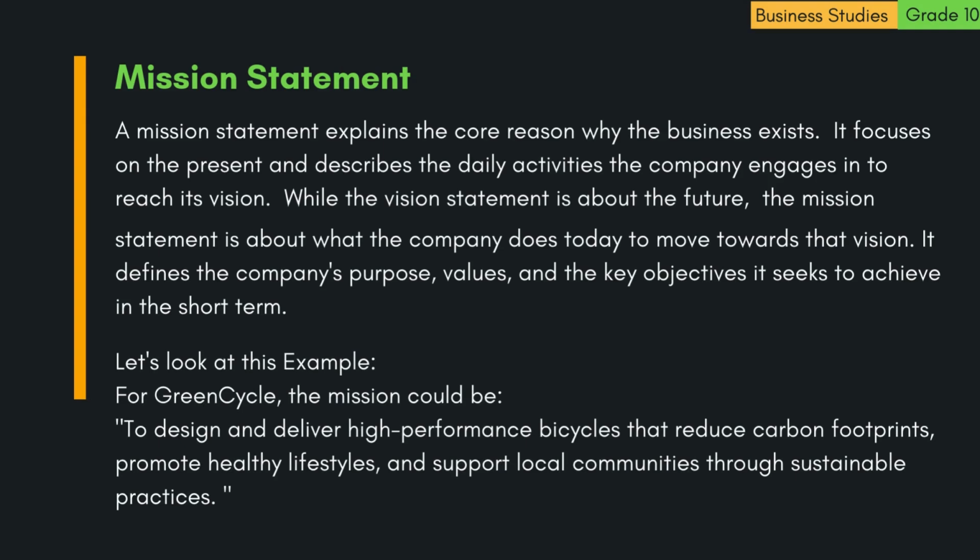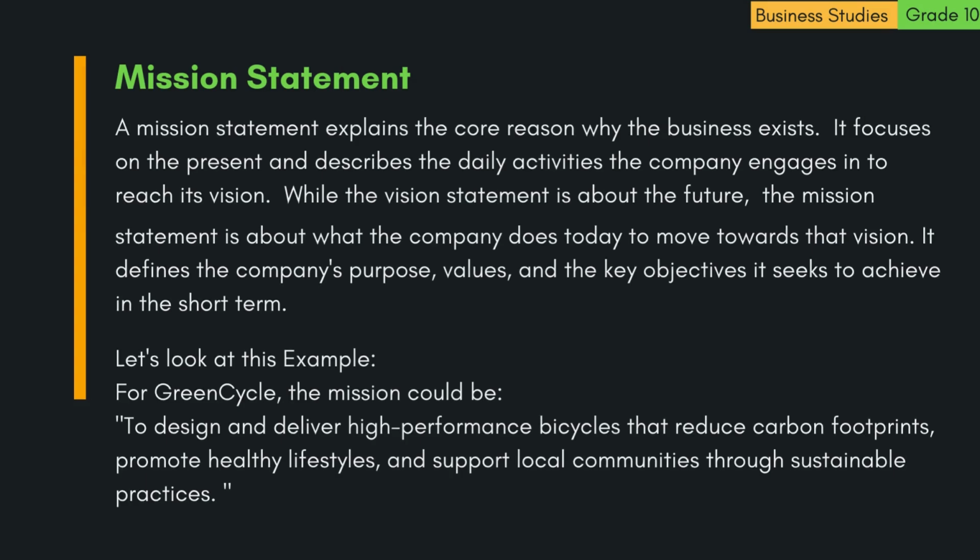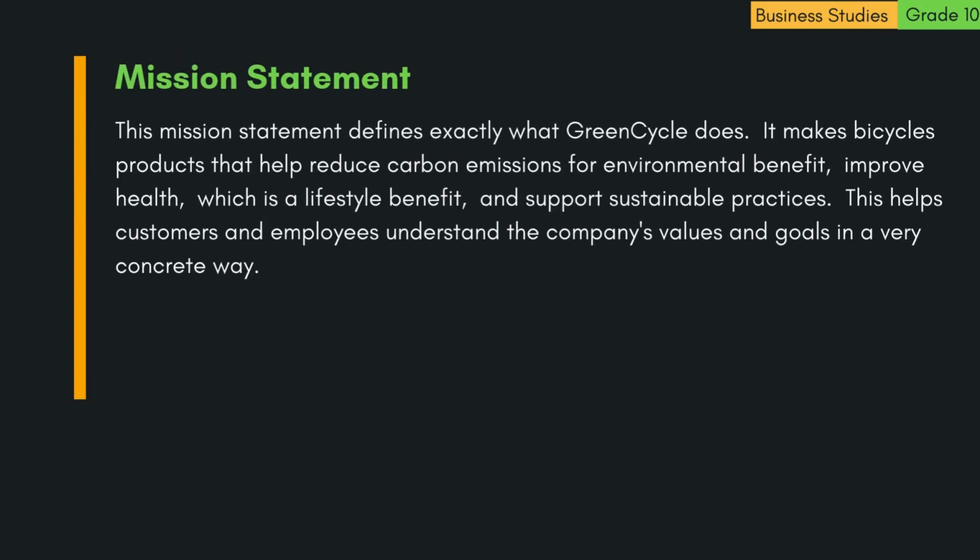For Green Cycle, the mission could be to design and deliver high-performance bicycles that reduce carbon footprints, promote healthy lifestyles, and support local communities through sustainable practices. This mission statement defines exactly what Green Cycle does. It makes bicycles, products that help reduce carbon emissions for environmental benefit, improve health, which is a lifestyle benefit, and support sustainable practices. This helps customers and employees understand the company's values and goals in a very concrete way.